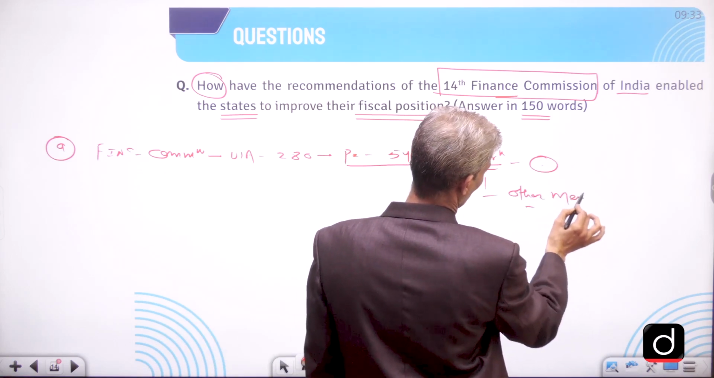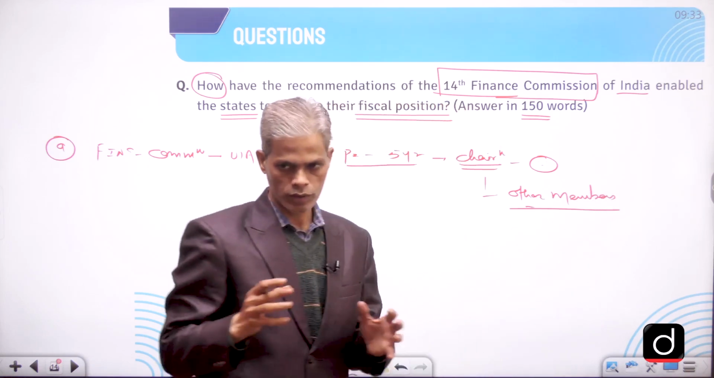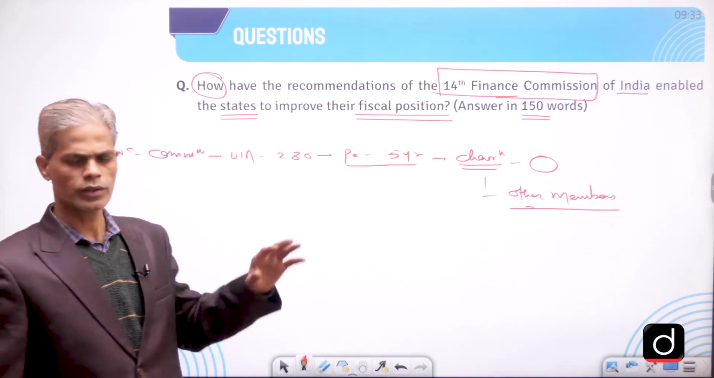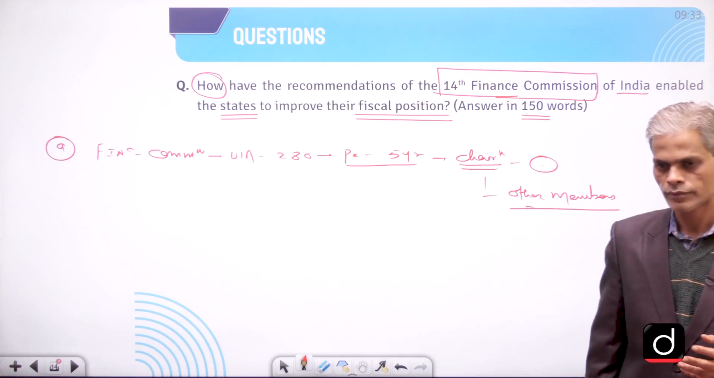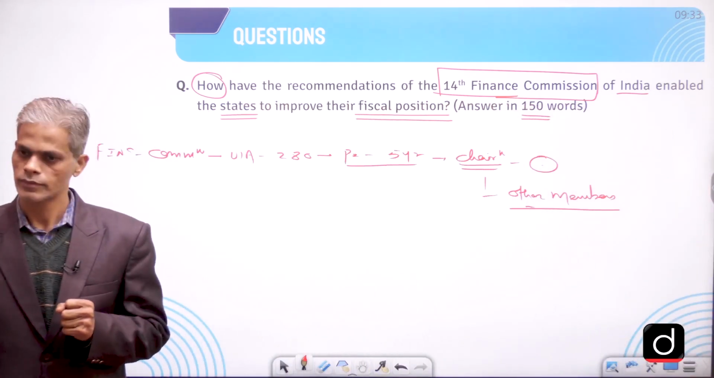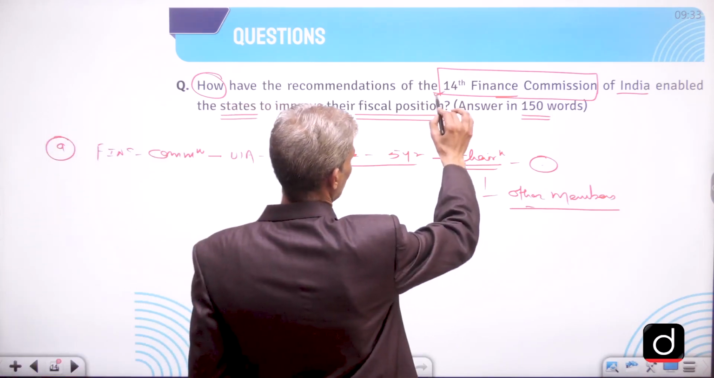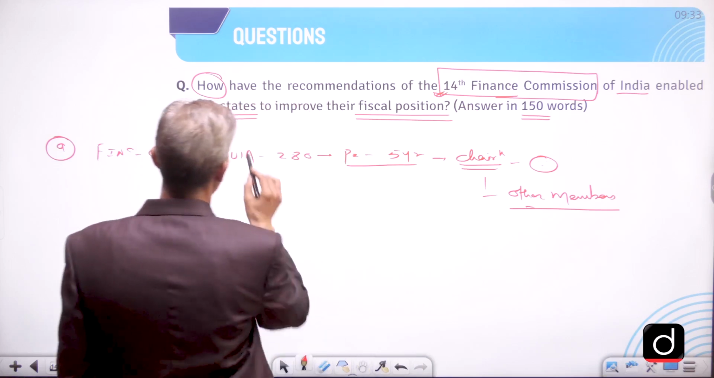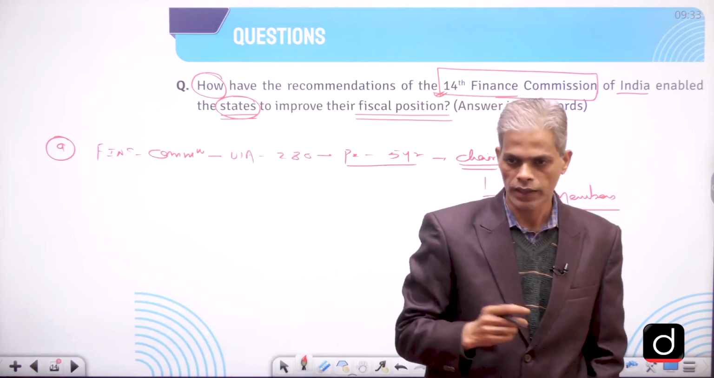Though it is not required, suppose you don't know many points, then to complete the word limit you need some points. So in the first paragraph or introductory statement you can give details about the Finance Commission in this manner. Is that clear? Now the question is very specific to the 14th Finance Commission. If you have an idea about it, you'll be able to write. If not, then you should write in a generalistic manner.